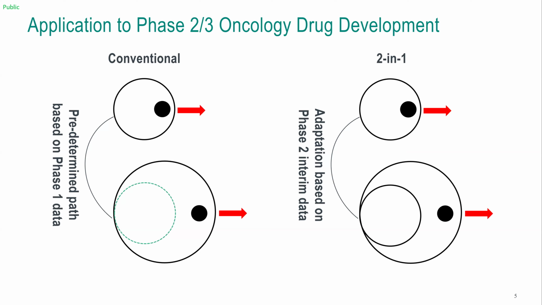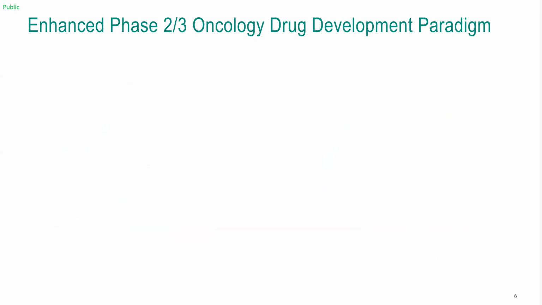Overall, the 2-in-1 design not only improves the quality of decision, because now you have more data to make a solid decision, but also it's more efficient than the conventional approach. So what does it look like if you incorporate this 2-in-1 design into phase 2-3 oncology drug development?